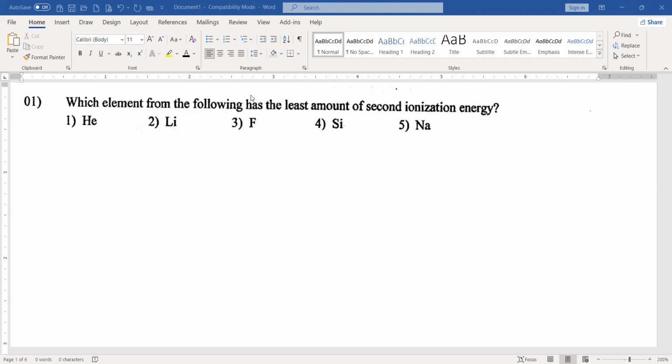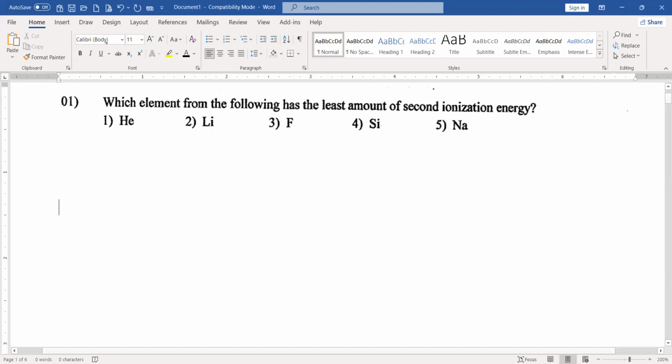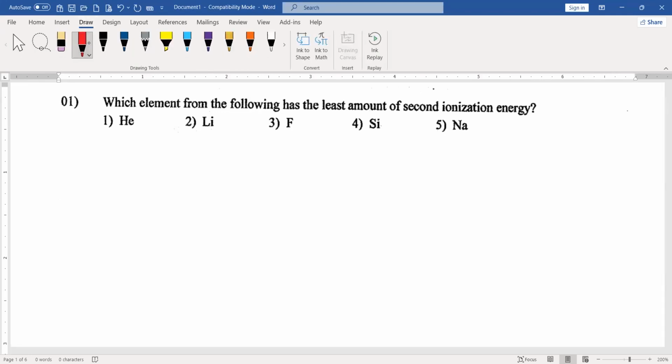Which element of the third period has the least amount of second ionization energy? Least amount of. So to answer this question, we have to draw the first ionization energy graph first.